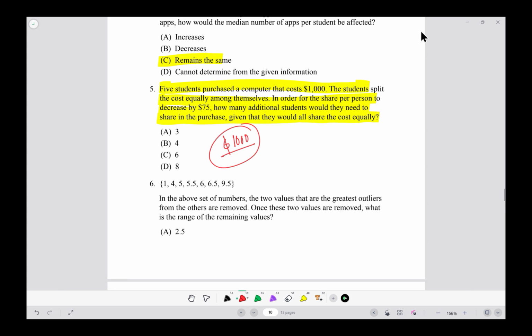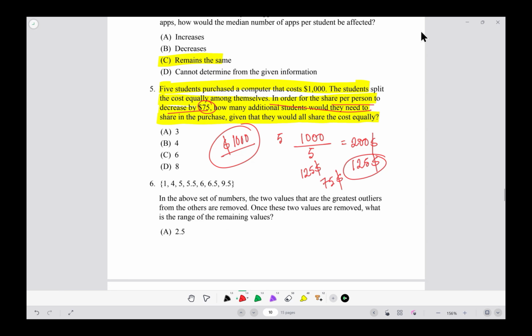and there are 5 students. So $1,000 divided by 5 gives $200. In order for the share per person to decrease by $75, we want to decrease it from $200 to $125. Maybe there are some people who are not able to give $200 and they just want to share only $125, and that's why it is decreasing by $75.